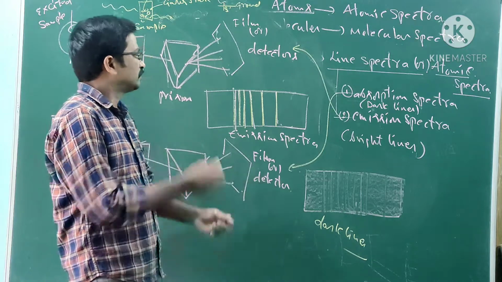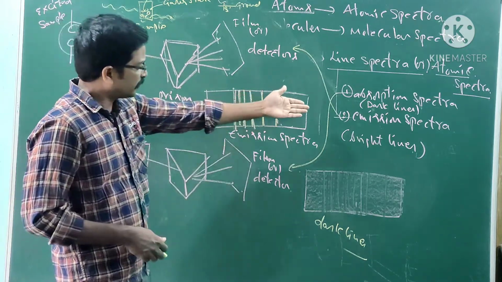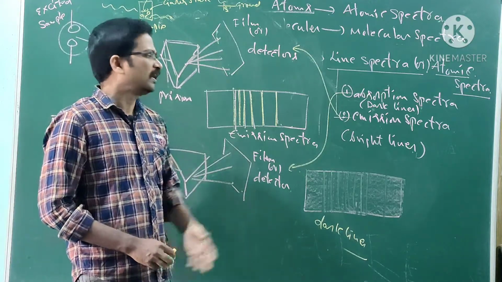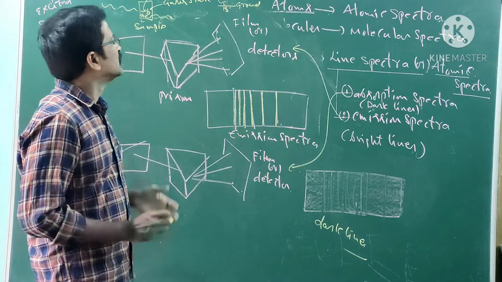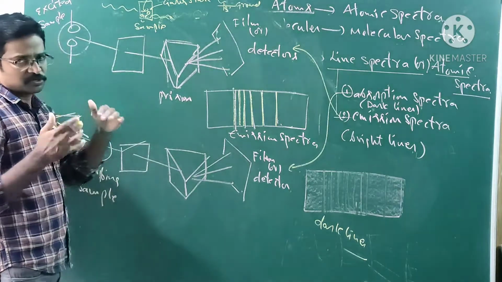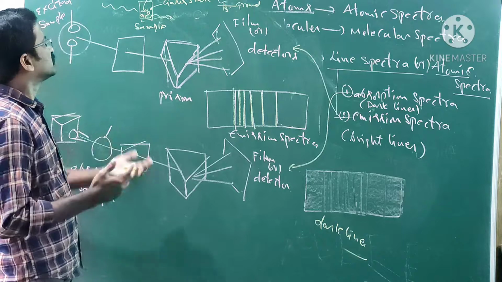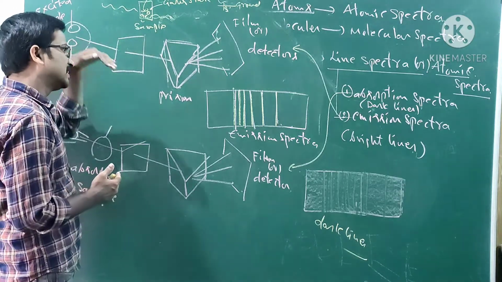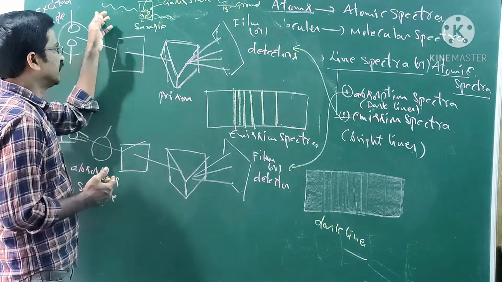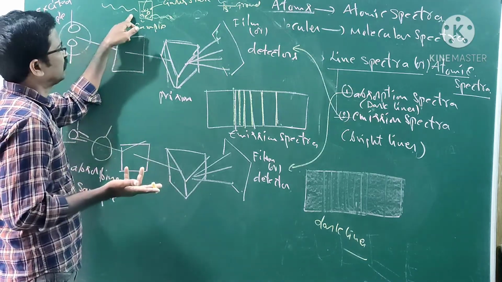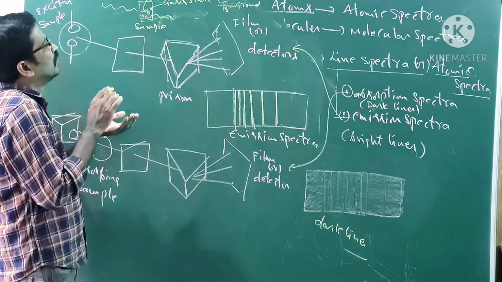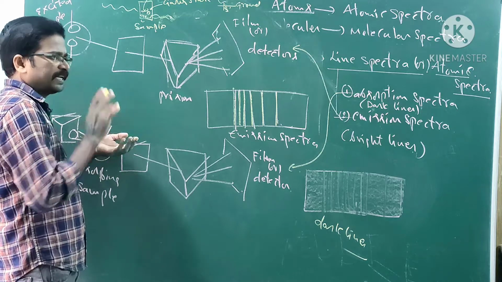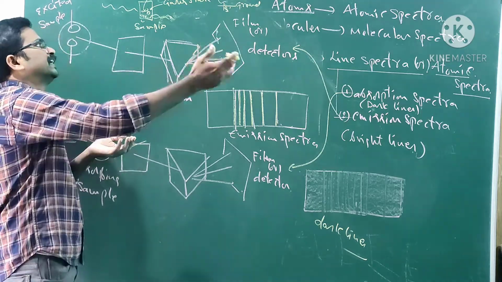What about emission spectra? What is the meaning of emission spectra? How does it arise? Let us focus on emission spectra. Emission spectra have the same story. The story is, whenever light falls on a sample, electromagnetic radiation can fall on a sample.